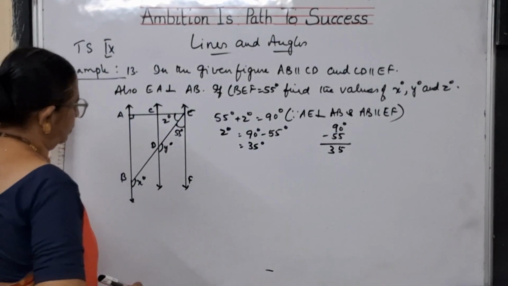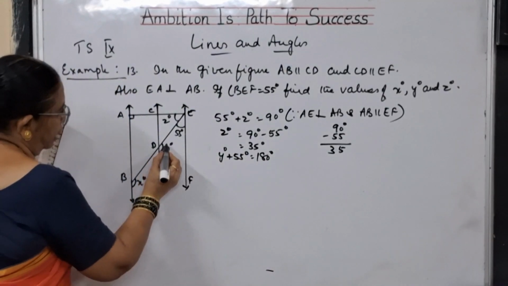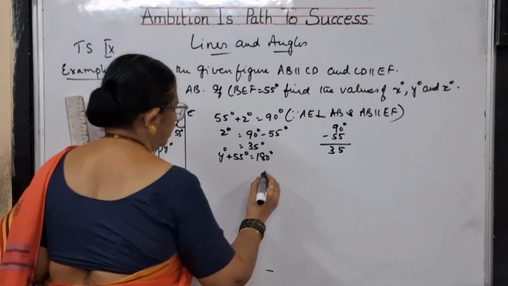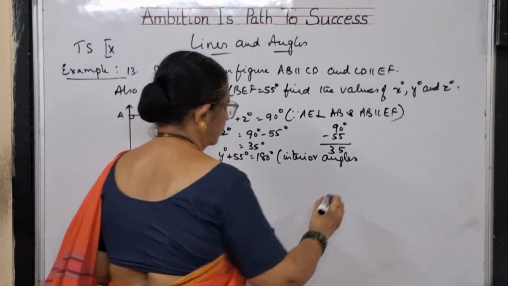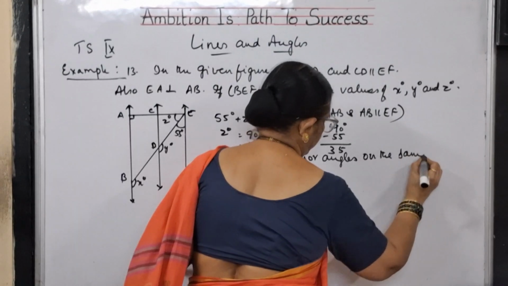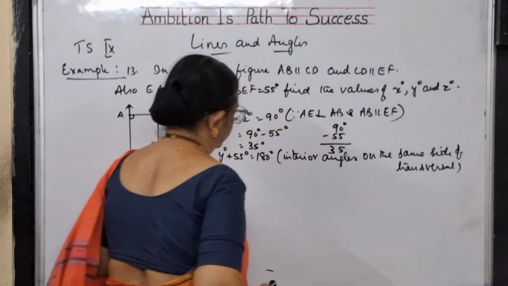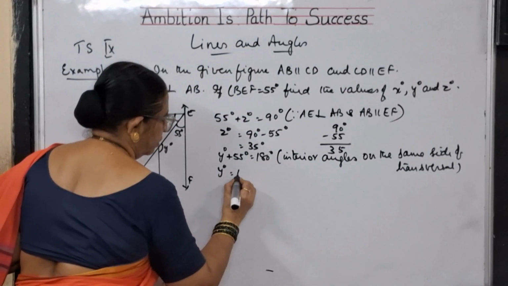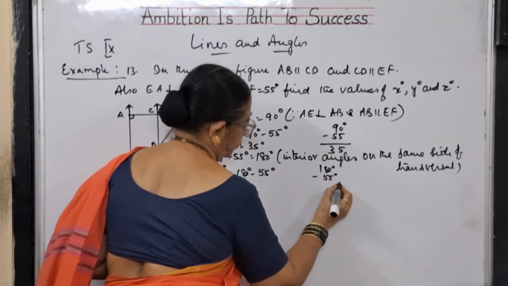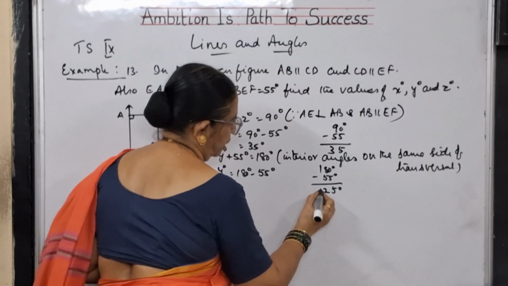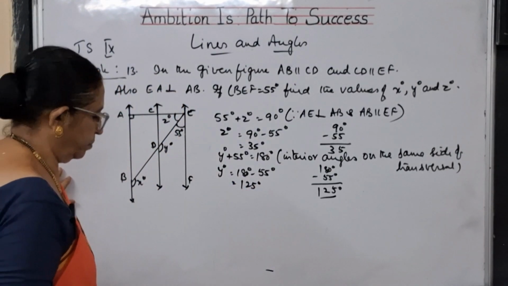Now let us see that y degrees plus 55 degrees is equal to 180 degrees. Why? They are interior angles on the same side of the transversal. So their sum is 180 degrees. So what is angle y? 180 degrees minus 55 degrees. So from 180 degrees, if you subtract 55 degrees, 125 degrees is angle y.